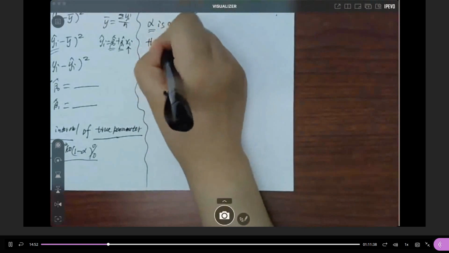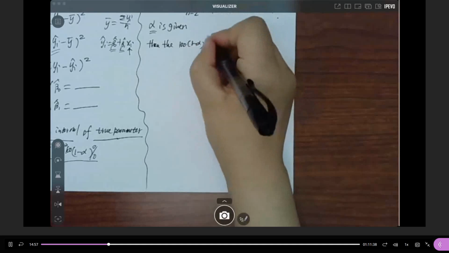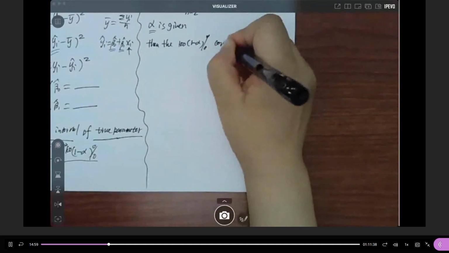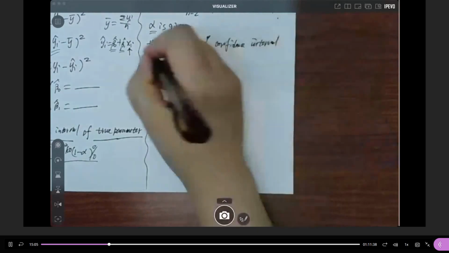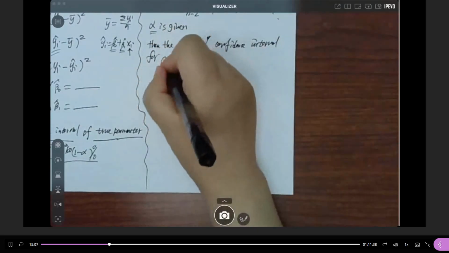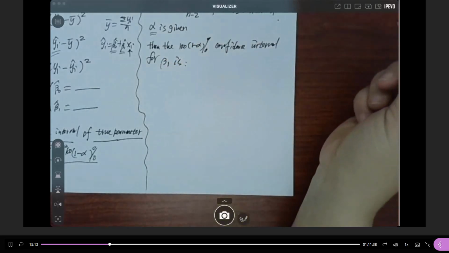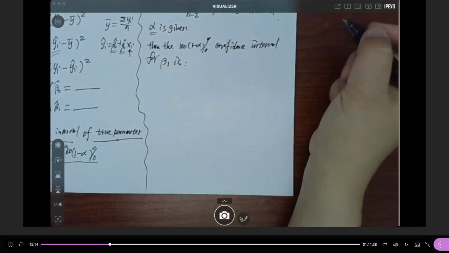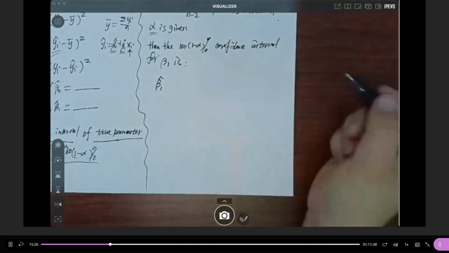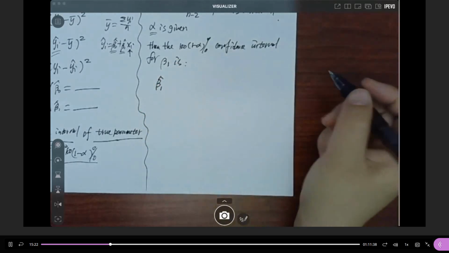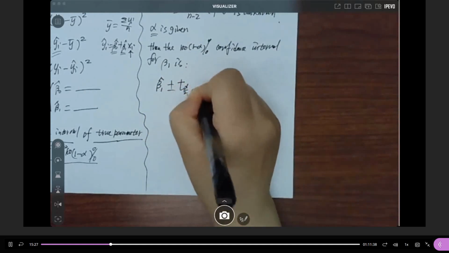Then the 100 times (1 minus alpha) percent confidence interval for the true population beta 1 is, I give you the formula first, then we talk about how we arrive at this, how we derive that. So this is your point estimate. You basically use beta 1 hat as a point estimate, plus and minus t alpha over 2, n minus 2.